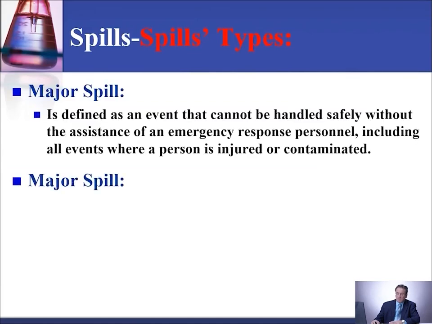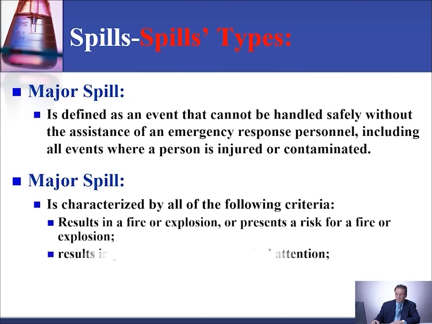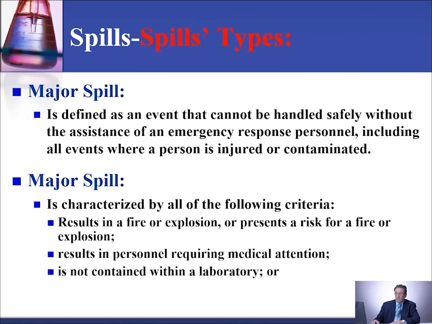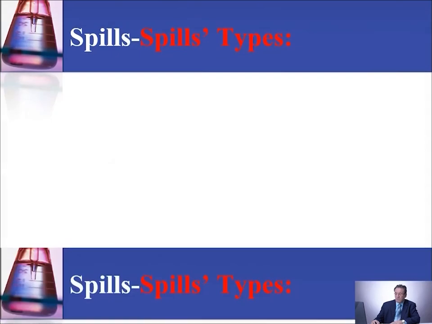Major spills. The second type of spill is a major spill. It is defined as an event that cannot be handled safely without the assistance of emergency response personnel, including all events where a person is injured or contaminated. A major spill is characterized by any of the following criteria: it results in a fire or explosion, or presents a risk for a fire or explosion; it results in personnel requiring medical attention; it is not contained within a laboratory, or is categorized as a major spill by institution or department policy.